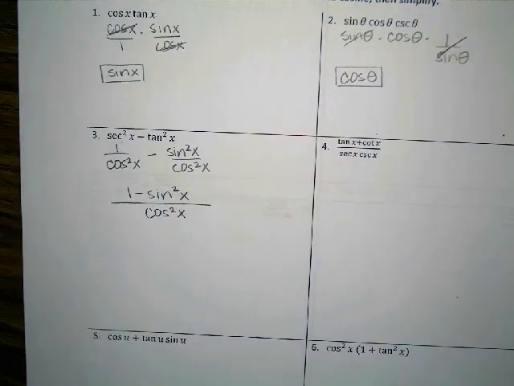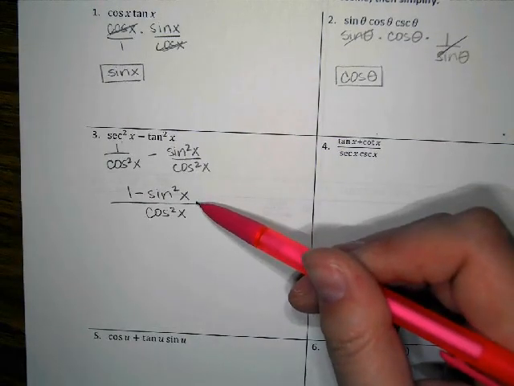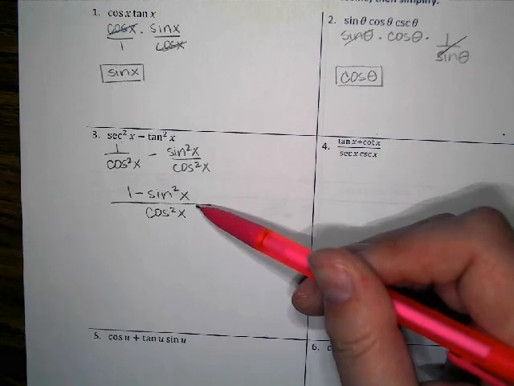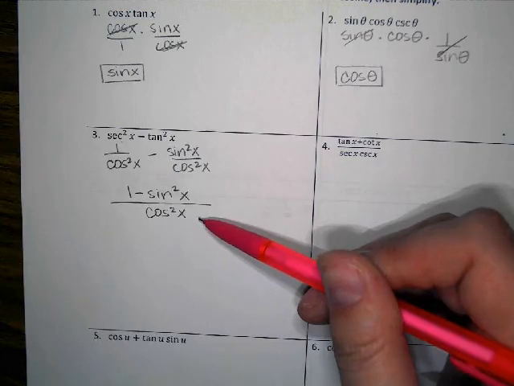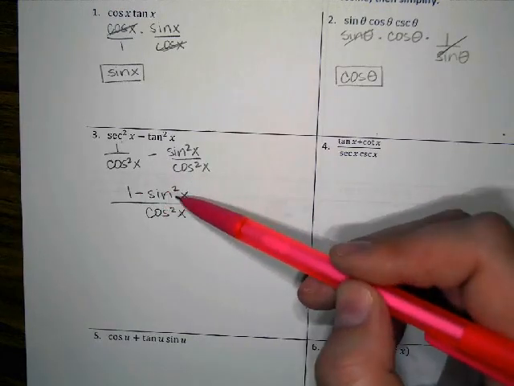Is this a math step we should be doing, or should we be looking at our blue sheet? This is a blue sheet at this point. So 1 minus sine squared is cos squared. So we have cos squared over cos squared. So our answer is 1.